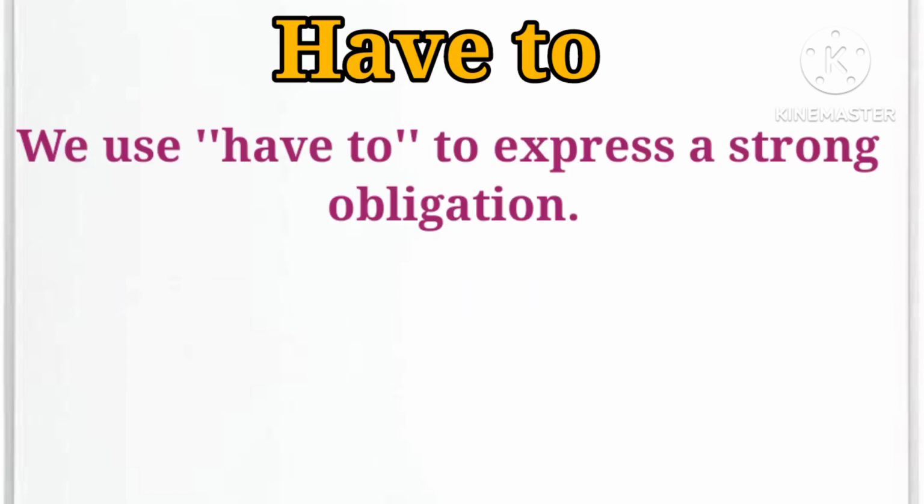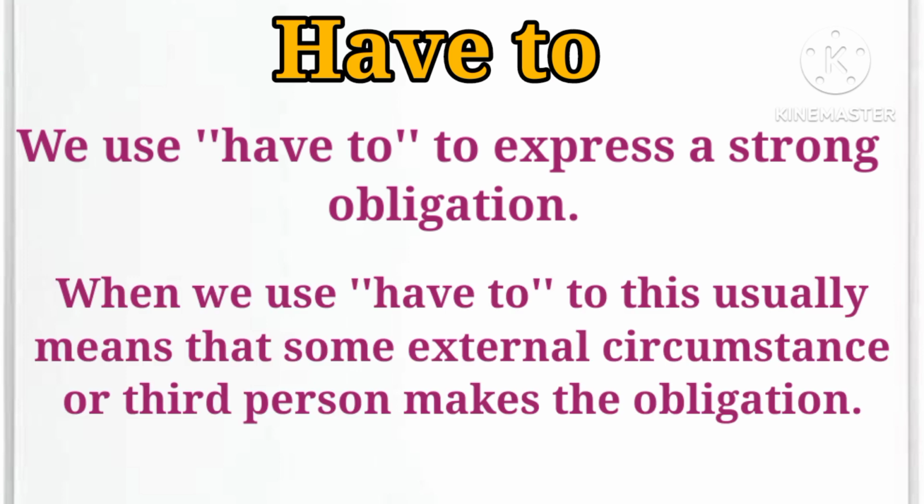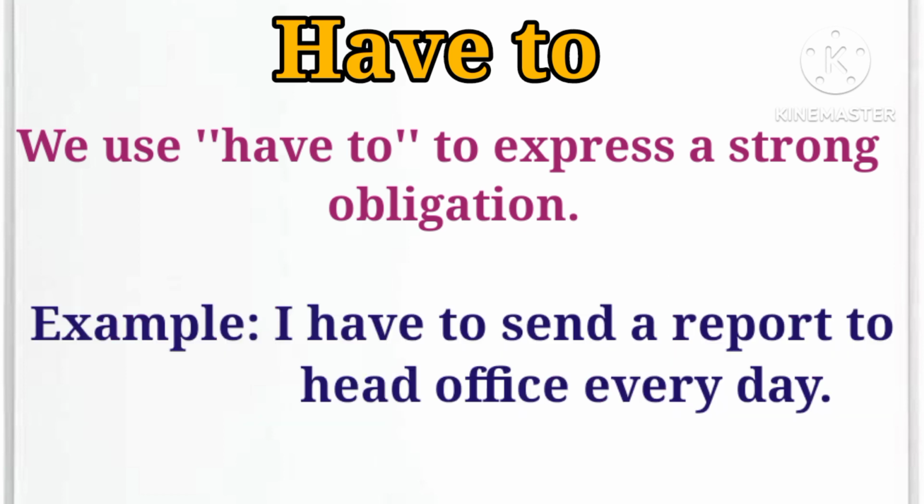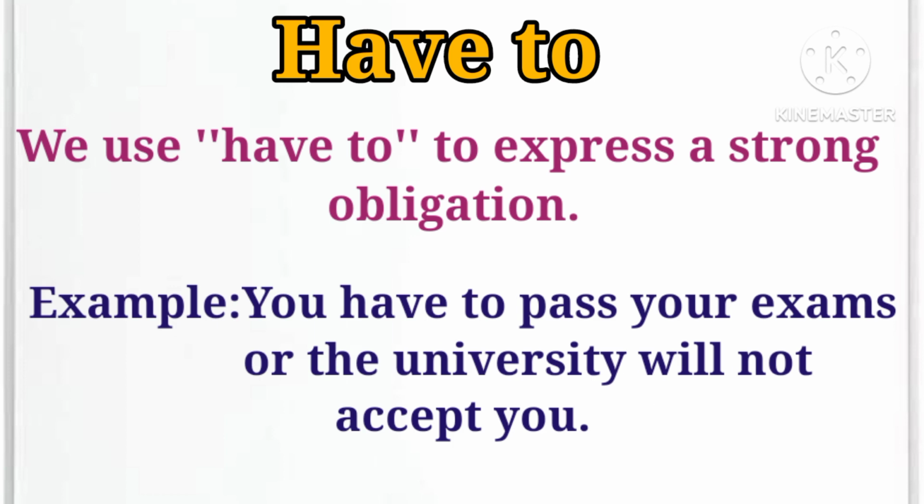Have to. We use have to express a strong obligation. When we use have to, this usually means that an external circumstance or a third person makes the obligation. Example: I have to send a report to head office every day because there is an external circumstance that makes this obligation. So she must or he must send a report to head office every day. You have to pass your exams or the university will not accept you.